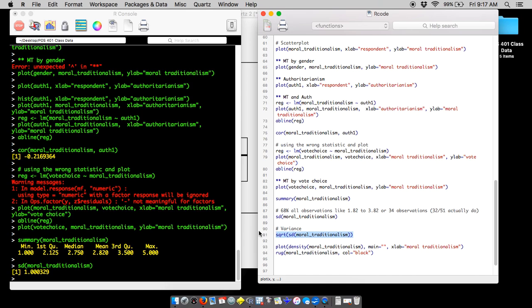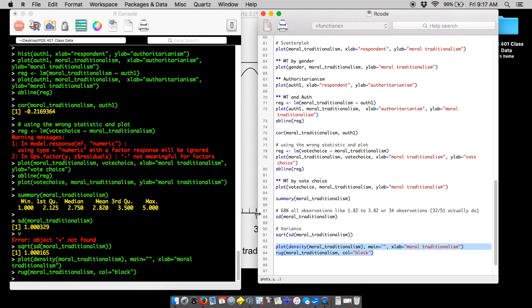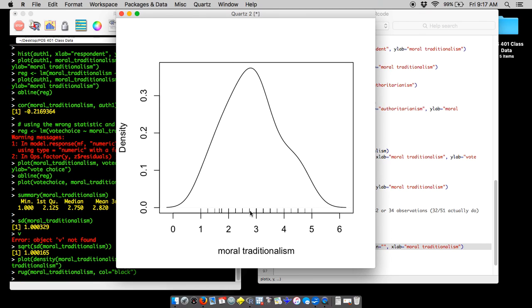To calculate the variance, we just square the standard deviation. In that case, we get 1. It's going to be the same. And there we could plot moral traditionalism using a density plot. So this is the density, just basically showing us where the bulk of the observations lie. We remember the scale runs from 1 to 5. R implements a smoothing algorithm, so you get some values that look like 0 and 6, but really there are no observations there.